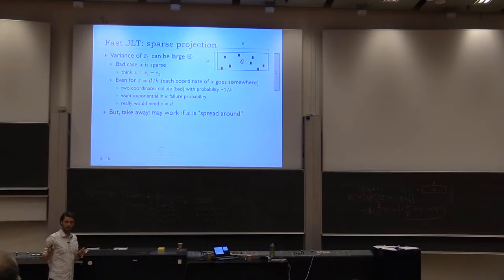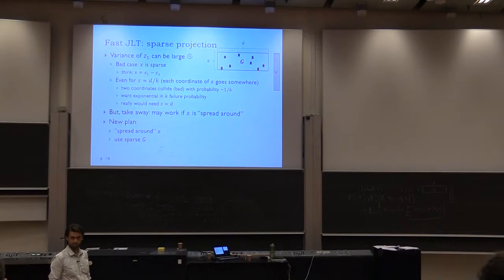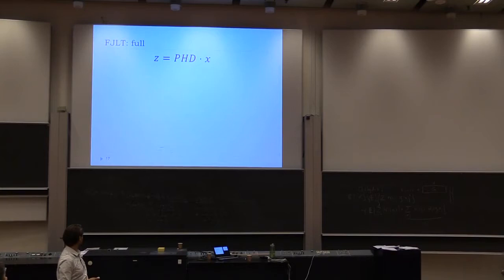I'm using a lot of intuitive phrases here. We'll formalize it later. I'm just trying to give intuition before I formalize. All right, so the new plan would be the following. First, we would like to spread around X and then use a sparse G. And this is how we implement this plan.